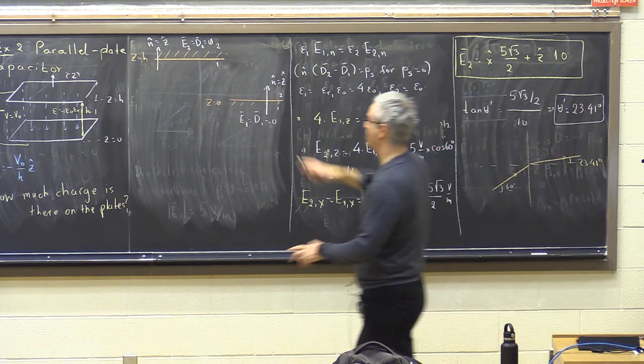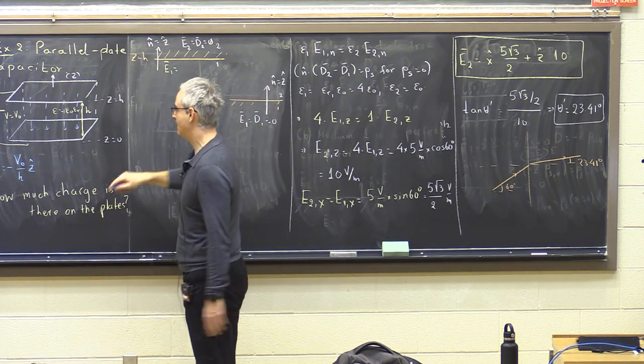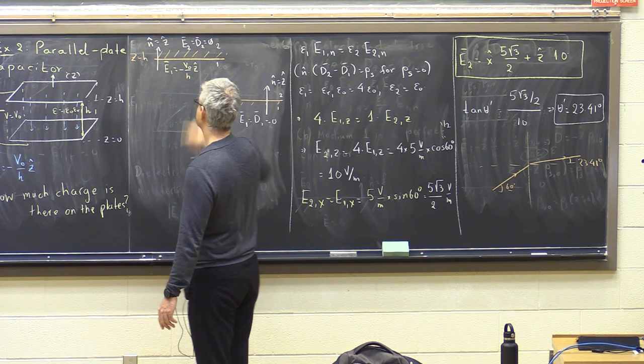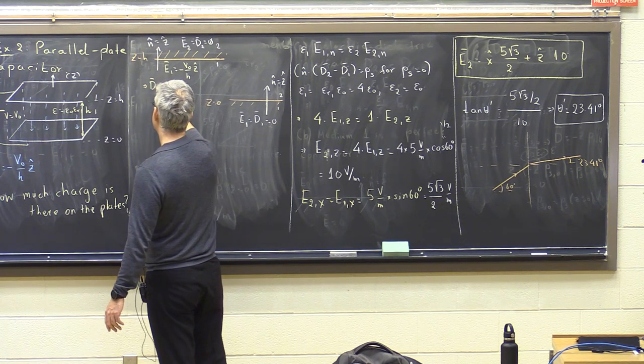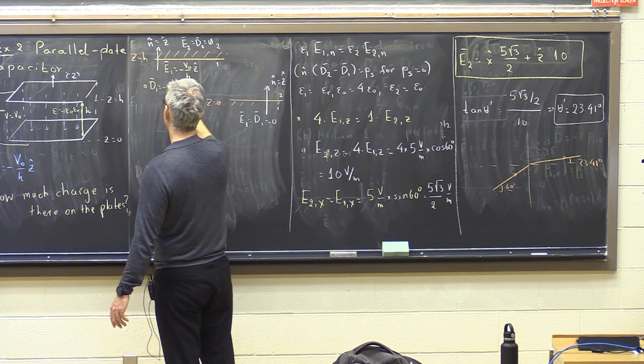Outside the conductor, in the first case, E1 is basically minus V0 over h z hat. And that means that D1 is equal to minus epsilon, the epsilon of the dielectric, times V0 over h, z hat.